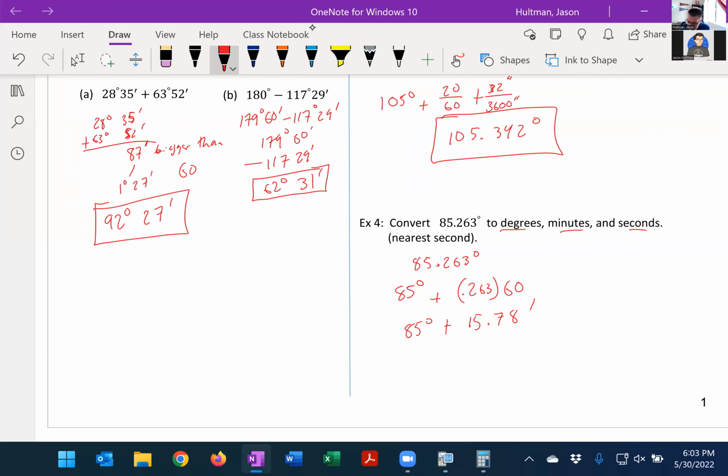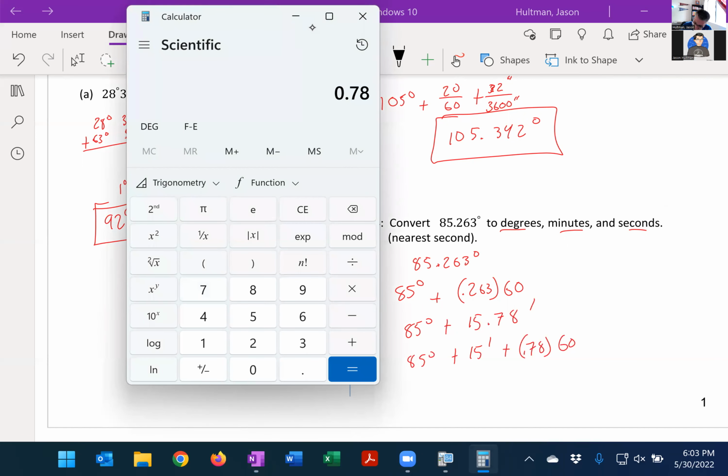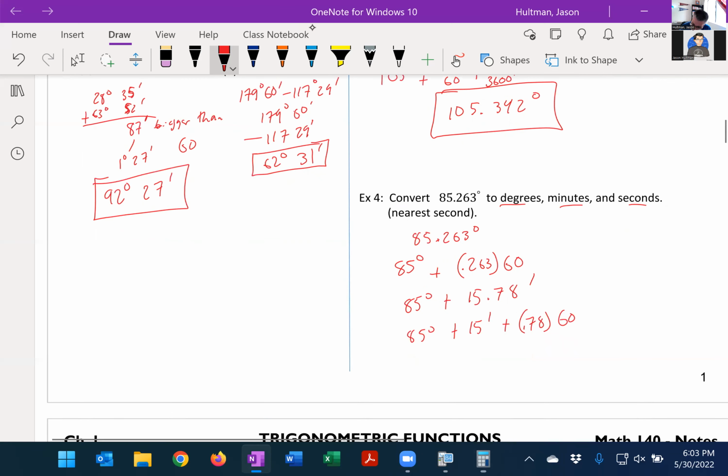Okay, but now we have this 0.78 minutes. And so what we can do now is say, this is going to be 85 degrees plus 15 minutes plus 0.78 times 60 again, because that's the number of seconds in a minute, because this is a fractional amount of minutes. This is less than 1 minute. And so I want to know how many seconds make up 0.78. And so we get 0.78 times 60 is 46.8 seconds.